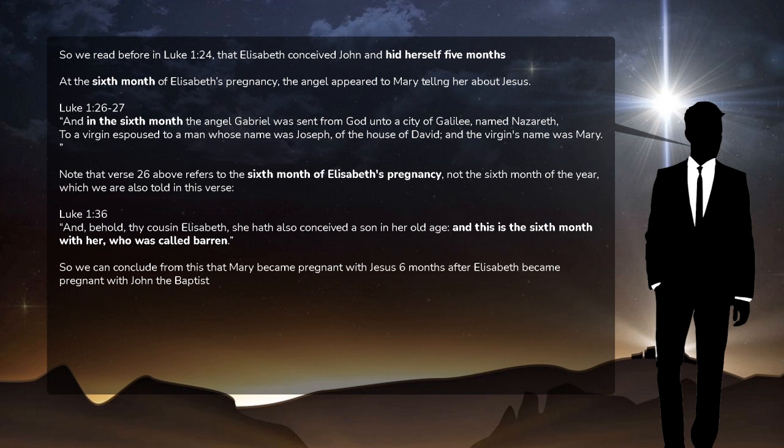So we can conclude from this that Mary became pregnant with Jesus 6 months after Elizabeth became pregnant with John the Baptist.